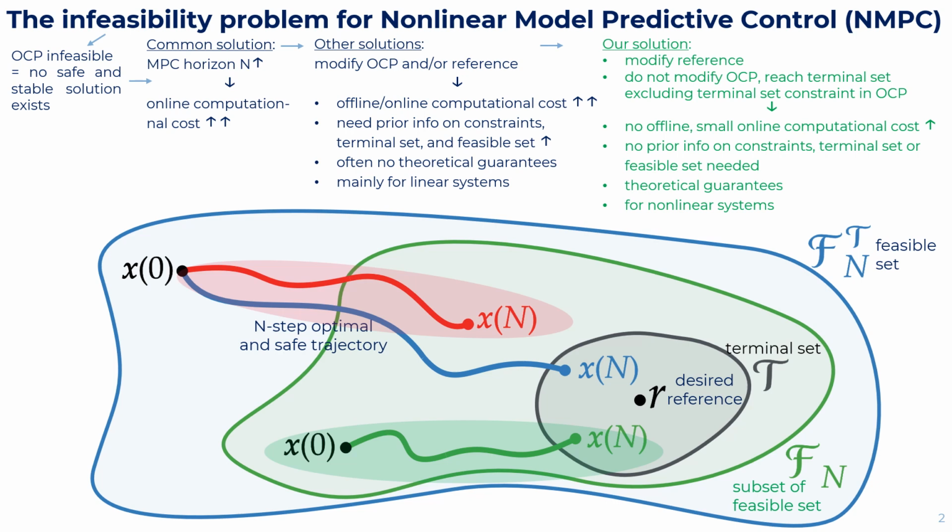Our solution does not require offline computations, only has a small increased online computational cost, does not require the constraints, a terminal set, nor the feasible set to be known, comes with theoretical guarantees, and can be applied to nonlinear systems.